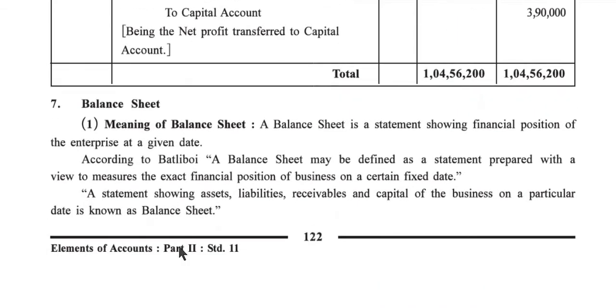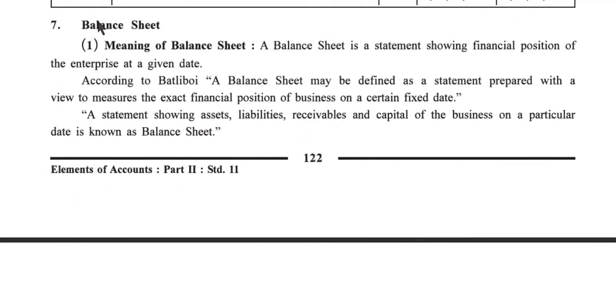Now for the financial statements, the last statement is the balance sheet. Meaning of balance sheet: a balance sheet is a statement showing the financial position of the enterprise at a given date. According to Bartley Boy, a balance sheet may be defined as a statement prepared with a view to measure the exact financial position of business on a certain fixed date. A statement showing assets, liability, receivable, and capital of the business on a particular date is known as a balance sheet. What is the balance sheet?